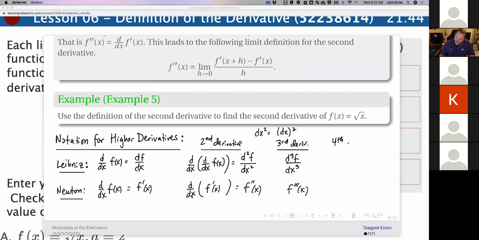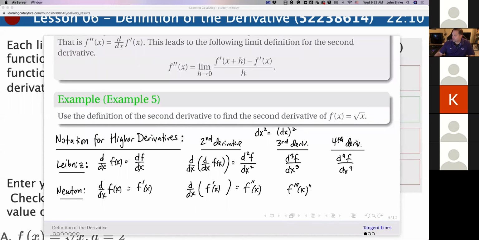What about a fourth derivative? Now, the reason I even bring this up, we're not going to do many calculations this semester that involve a fourth derivative at all. Third's about as high as we typically go. But if I was to do a fourth derivative, what would the notation be? For Leibniz, it's pretty straightforward. That's the notation for a fourth derivative.